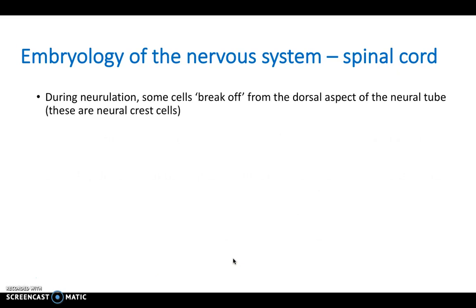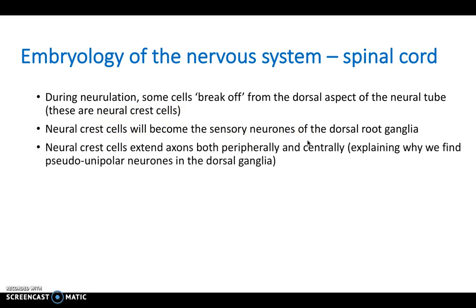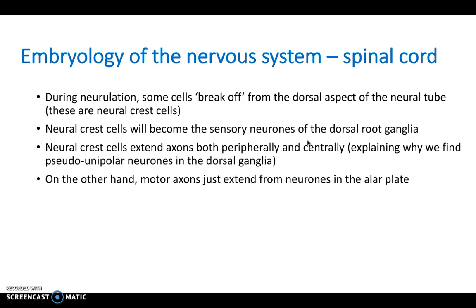During neurulation, some cells break off from the dorsal aspect of the neural tube, and we call these neural crest cells. From the dorsal aspect, from the back, we get these neural crest cells, and these become the sensory neurons of the dorsal root ganglia. The neural crest cells extend axons both peripherally and centrally, which is why we find pseudo-unipolar neurons in the dorsal ganglia. We're one of the only mammals to have pseudo-unipolar neurons.